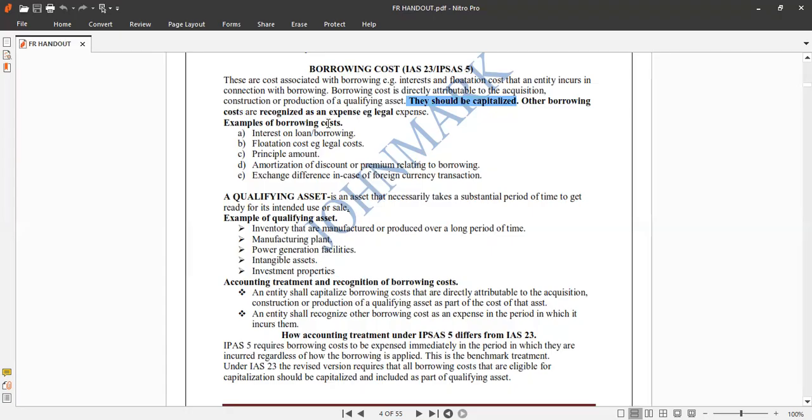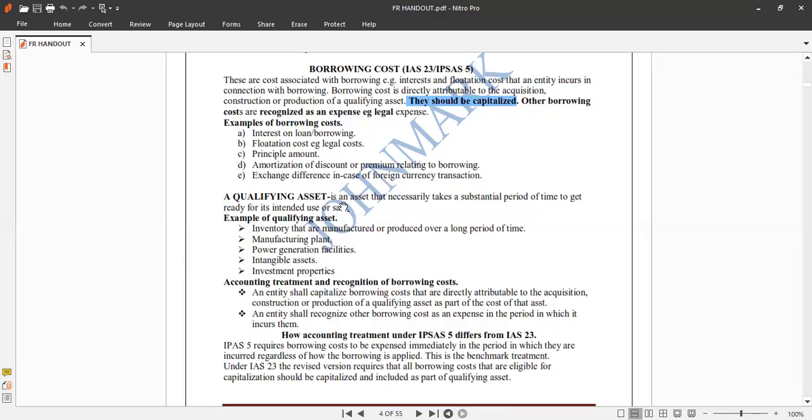Good. So what are the examples of borrowing costs? One, we have the interest on loan or borrowing, flotation costs such as legal costs, principal amount, amortization of discount or premium relating to borrowing, and then exchange difference in case of foreign currency transaction. Assuming you had borrowed this amount in US dollars, and then you want to convert them into Kenyan shillings. In that case, there might be that exchange difference, which is a loss. We have exchange gains, we have exchange losses. So now that loss becomes part of the borrowing cost.